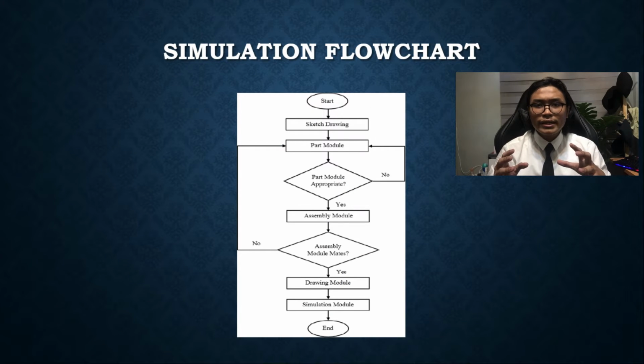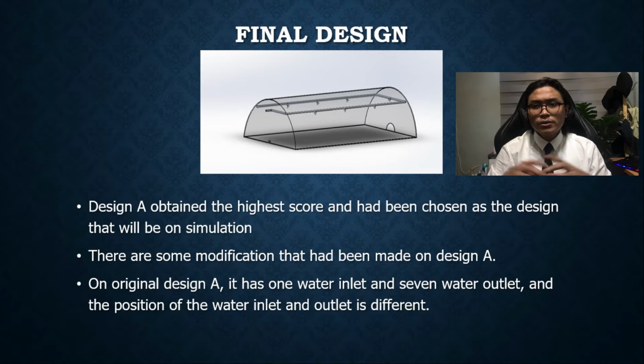For the next slide is a figure of my simulation of flow rate for the final concept. So the next slide is the final design. Design A obtained the highest score and was chosen as the design for simulation. There are some modifications that have been made on design A. The final design still has 1 water inlet and 7 water outlets, but with a different position of the water inlet.